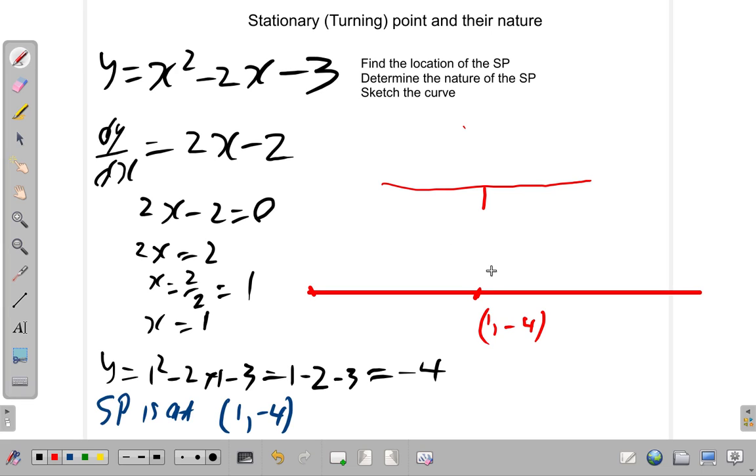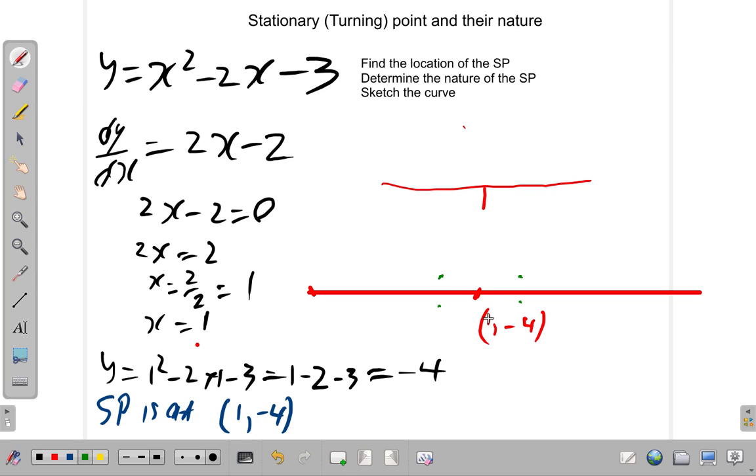Now, if we go to the left of the point and we find that to the left we have a higher value than negative 4, and to the right we have a higher value than negative 4, then we have a minimum point. If we go to the left and find a lower value than negative 4, and on the right we have a lower value than negative 4, then what we would have is our maximum point. Let's see what's going to happen. We choose a point close to 1.